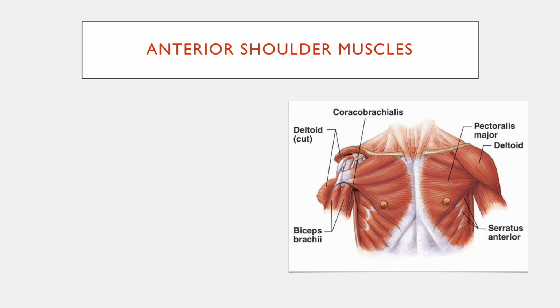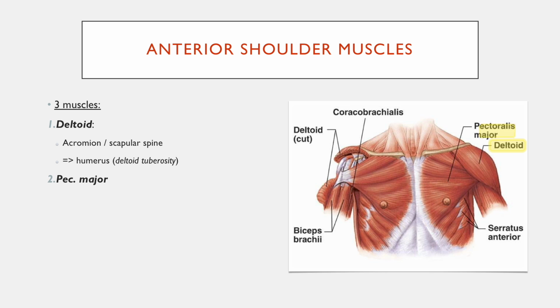So now going on to the anterior muscles of the shoulder. There are three muscles to know about. The first is the deltoid. This attaches from the acromion and the scapular spine, so it kind of originates from both, onto the humerus. There's a specific tuberosity that it attaches onto.